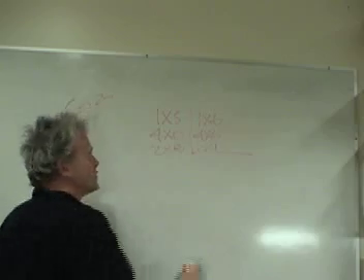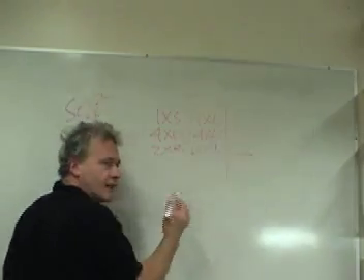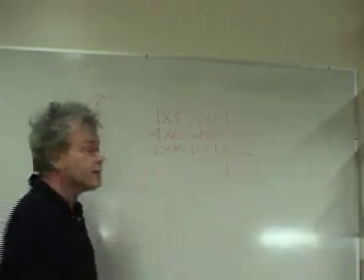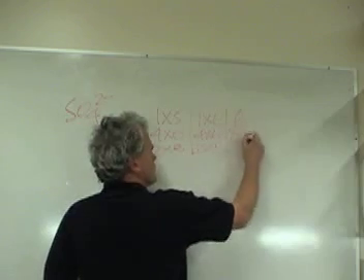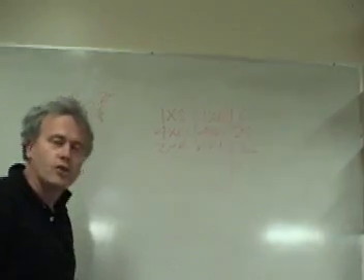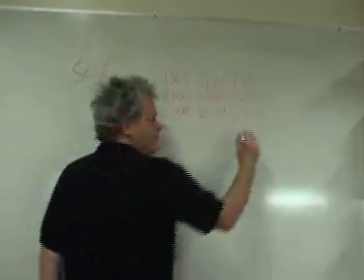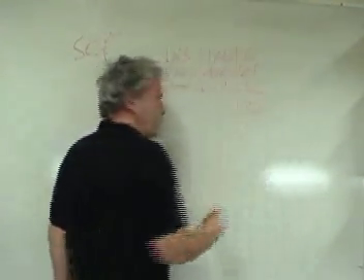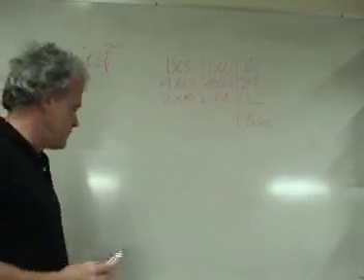2 times 1. So now I figured out how many valence electrons are available. 1 times 6 is 6. 4 times 6 is 24. 2 times 1 is 2. You add it up, you get 32. 32 valence electrons to distribute.